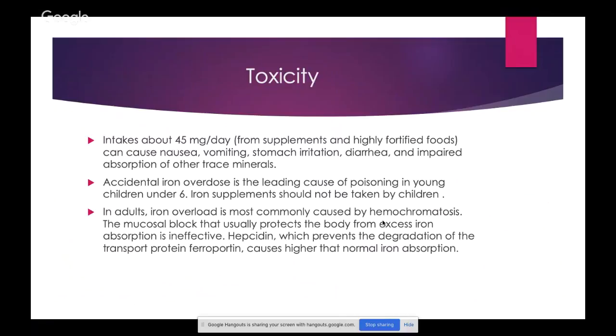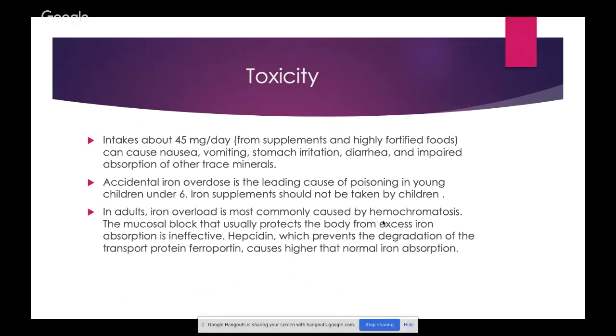Accidental iron overdose is the leading cause of poisoning in young children under 6. Normally it's because these children are taking iron supplements. So any children under 6 really should not be taking any iron supplements at all, because a lot of the times they're getting the right amounts that they need through the foods that they're eating.